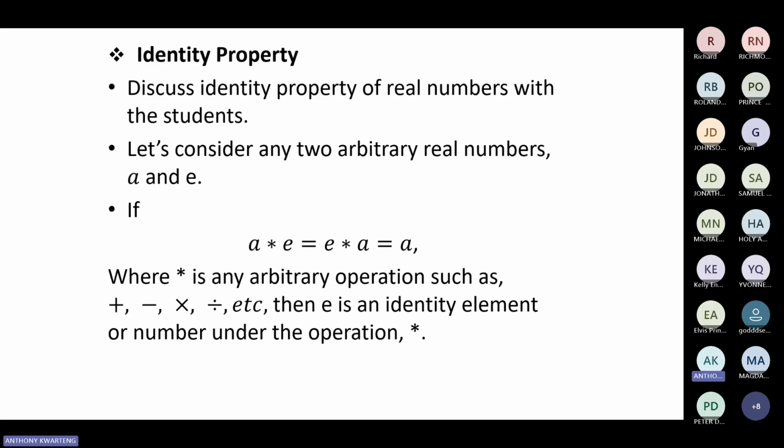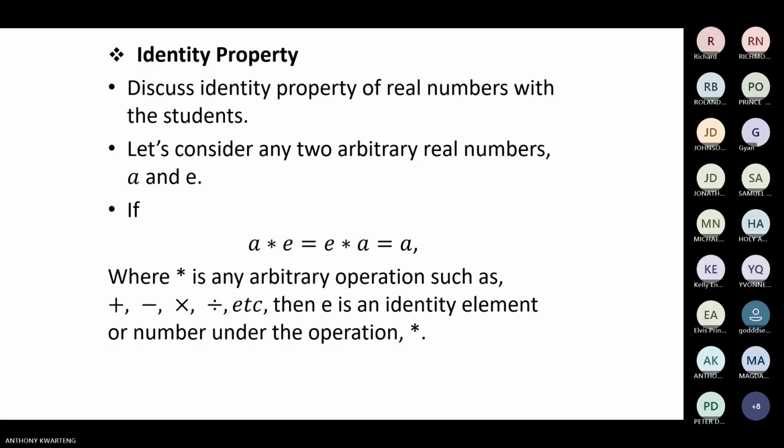Then you have the identity property of real numbers. Now, if you are talking about identity, let's say I have a real number and I operate that real number on any other real number, and I get the same real number, like A operation E. It's the same as E operation A. That's the commutativity. I'll still get A. If I operate a number on a different number, I still get the same number, then you say that number you operated with is an identity element.